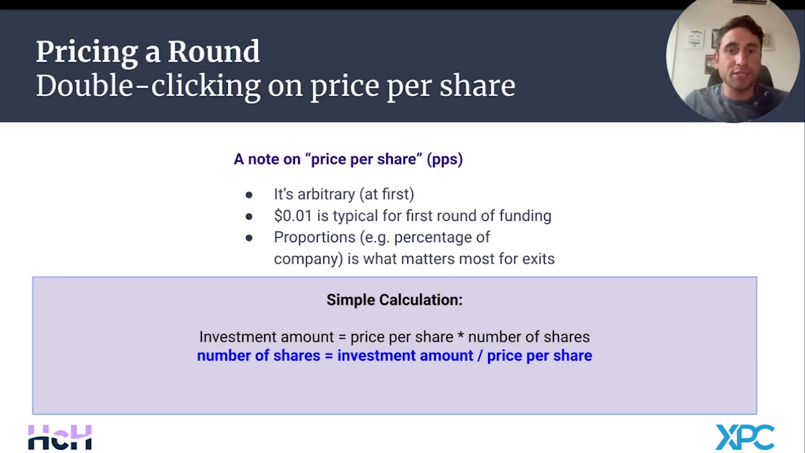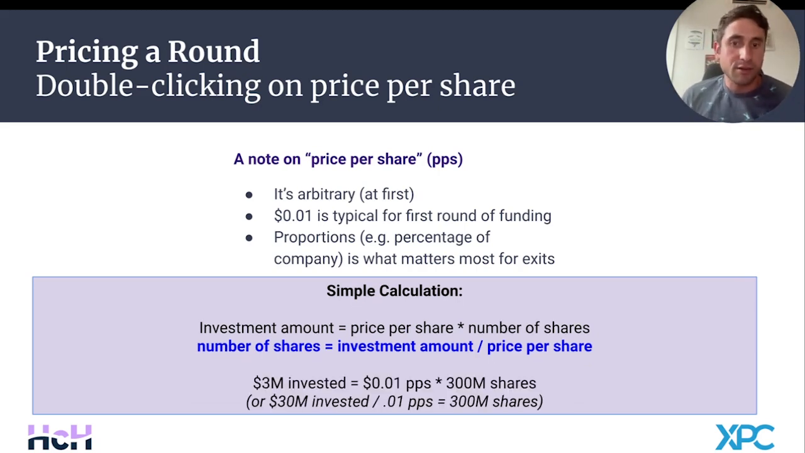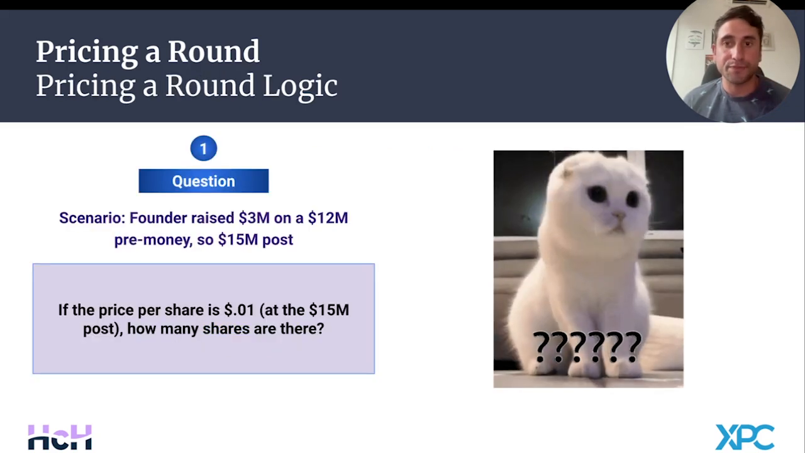It's a really simple calculation as well, very simple formula. The investment amount is price per share times number of shares, right? And you can rearrange this, so number of shares equals investment amount divided by price per share. That works as well. Here's an example: 3 million invested equals 0.01 price per share times 300 million shares. And this becomes important since oftentimes you only have two pieces of information when you're doing some math, or oftentimes you only have one piece of information. You need to make an assumption for the rest.